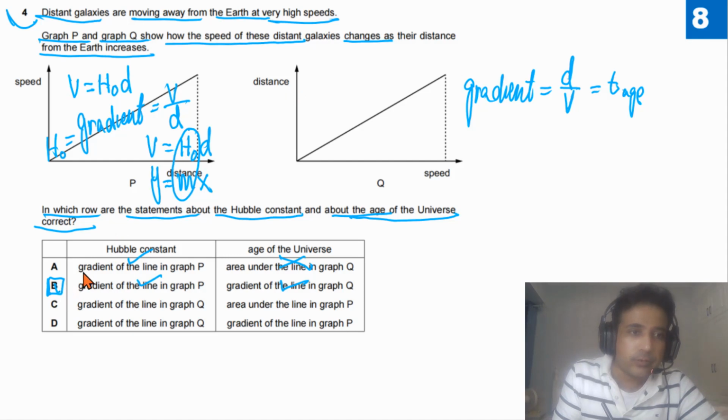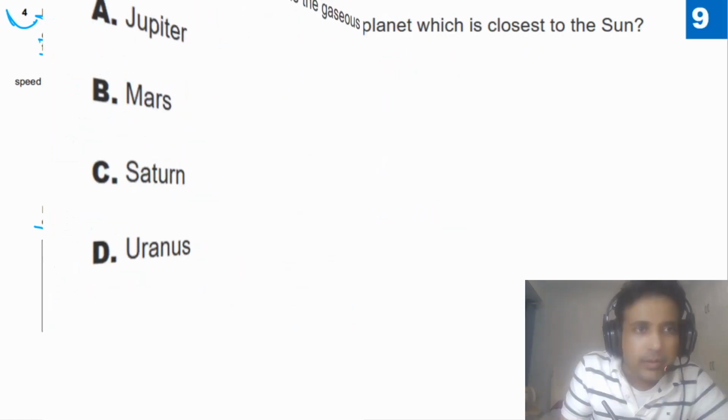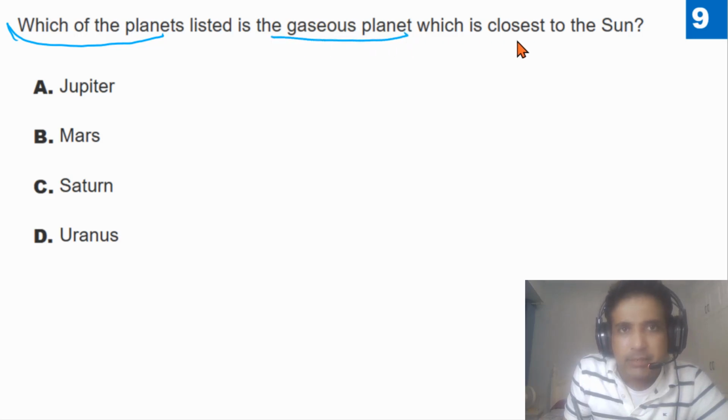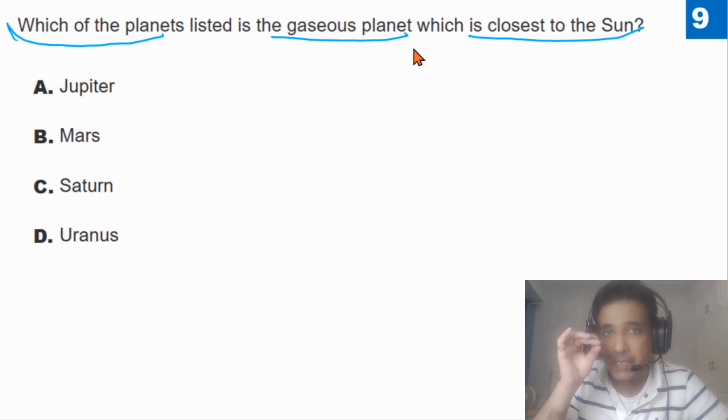So the answer for this question is B. Question 9 says, which of the planets listed is the gaseous planet which is closest to the sun? Means the planet has to be gaseous and has to be closest to the sun.